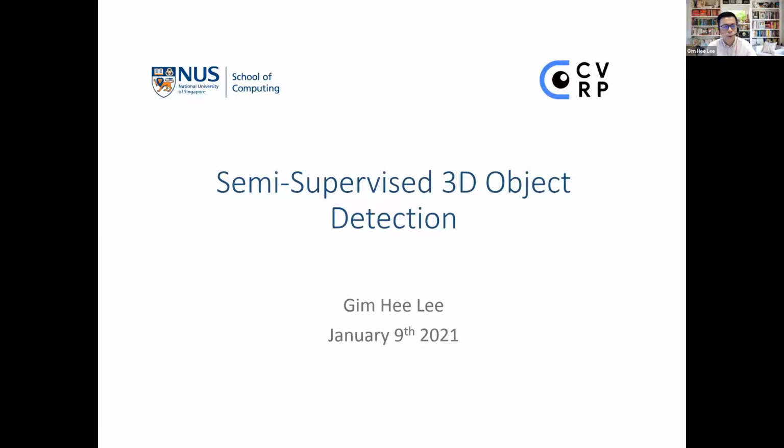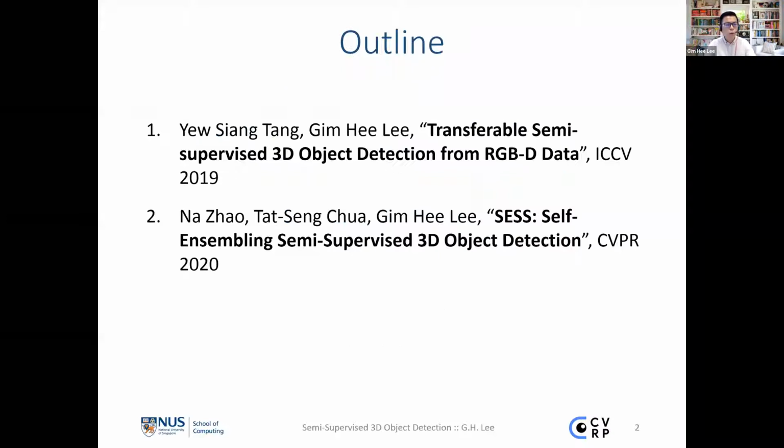Welcome to my talk on semi-supervised learning for 3D object detection. And in today's talk, I'm going to talk about two of our works on semi-supervised 3D object detection. The first work, published at ICCV 19, is on cross-category semi-supervised learning for 3D object detection on RGB-D data. And the second work, published at CVPR 2020, is on in-category semi-supervised learning for 3D object detection on 3D point clouds.